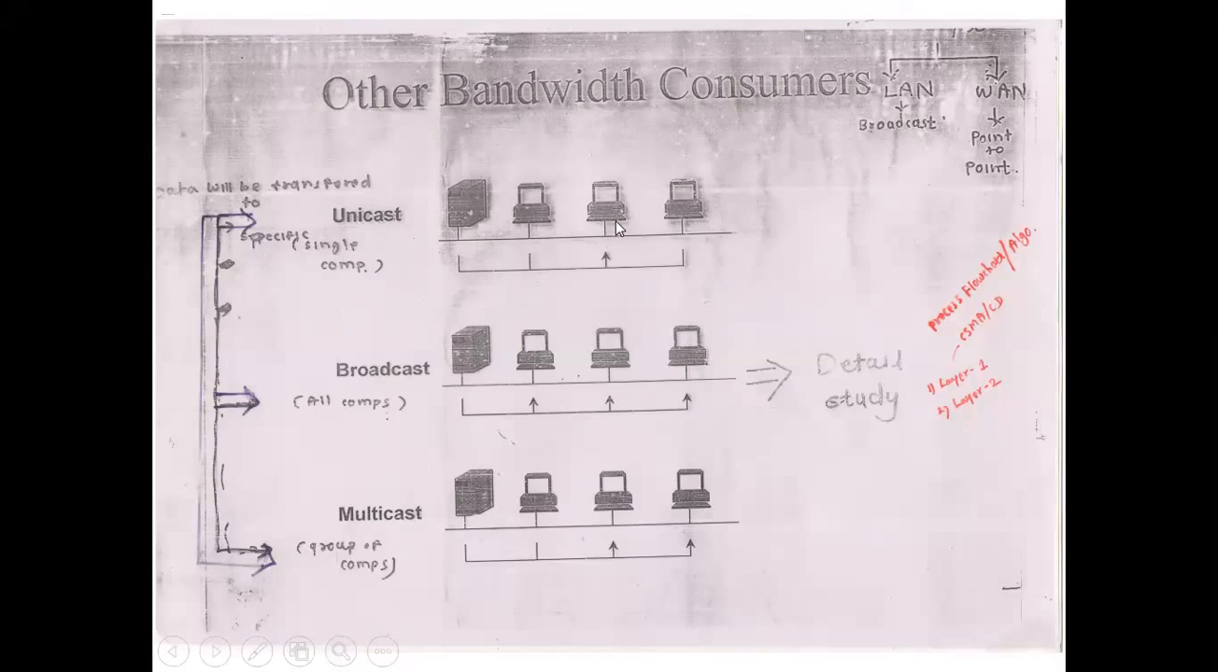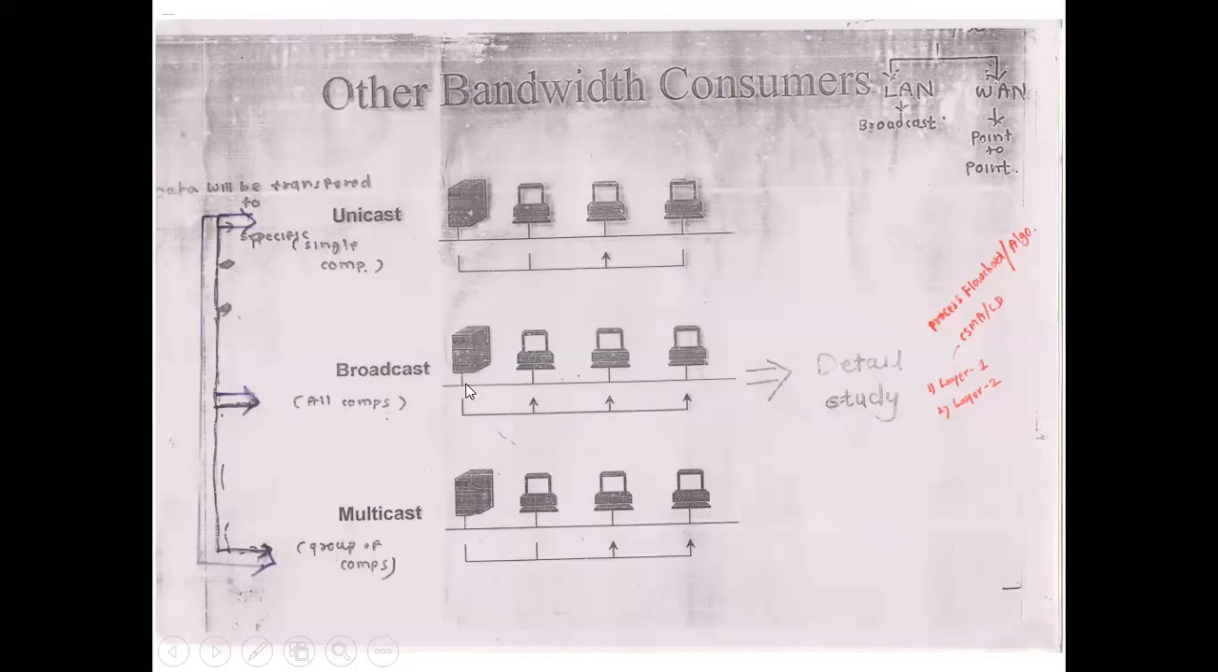A very simple differentiation is given over here. Unicast. Let us say this is a network given over here. If this machine wants to communicate with this machine, it is not going to interfere with the communication of this and this machine. So it is one to one communication. Whenever I'm talking about networking, it is nothing but data communication. So as far as unicast communication is concerned, it is one to one communication. Specific user, one computer to another computer communication is known as unicast.